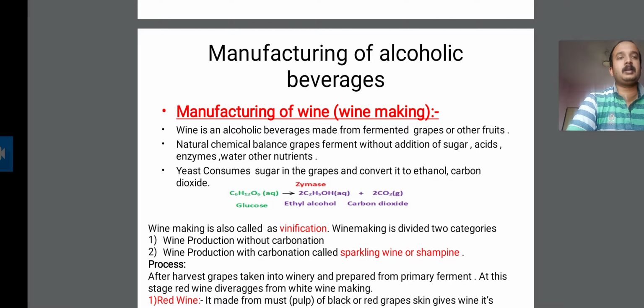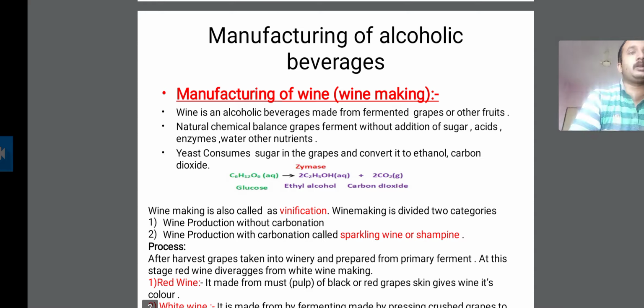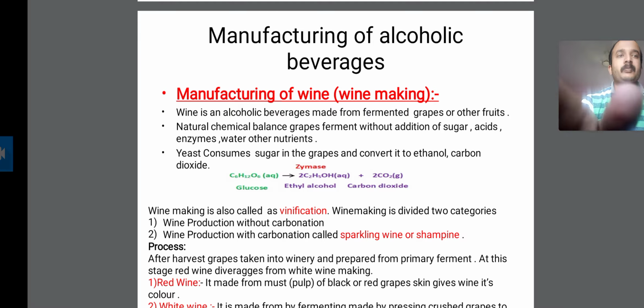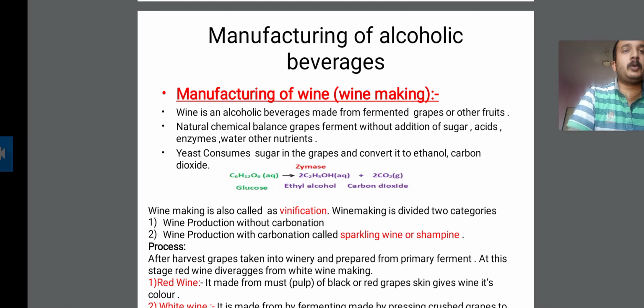In this lecture we are going to start the next point, that is the manufacturing of alcoholic beverages in the fermentation industry. Firstly, the manufacturing of wines. Wine is an alcoholic beverage and it is made from fermented grapes or other fruits. You should know that wine is an alcoholic product, an alcoholic beverage made from fermented grapes or other fruits.